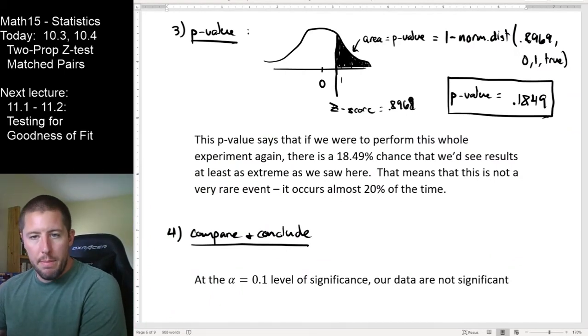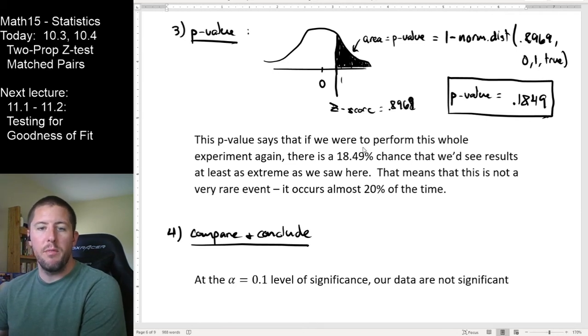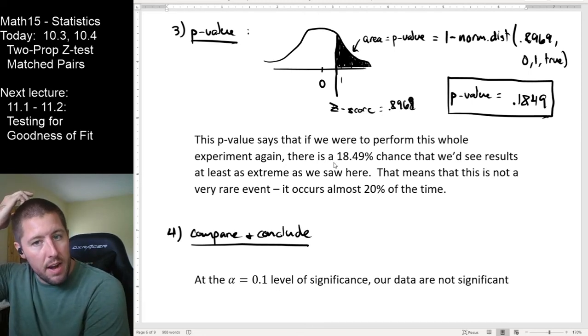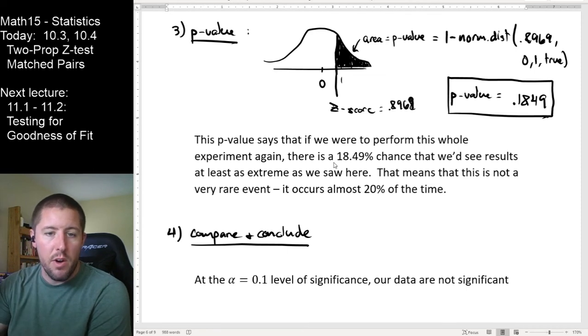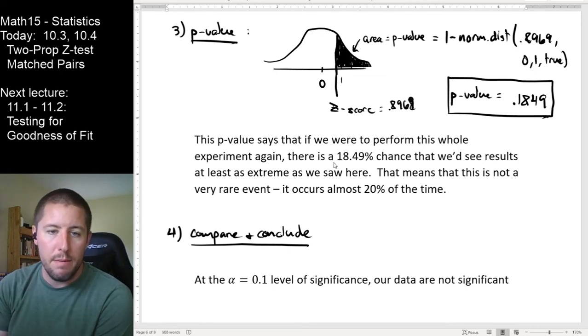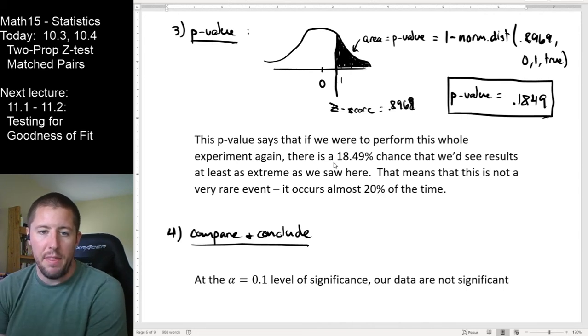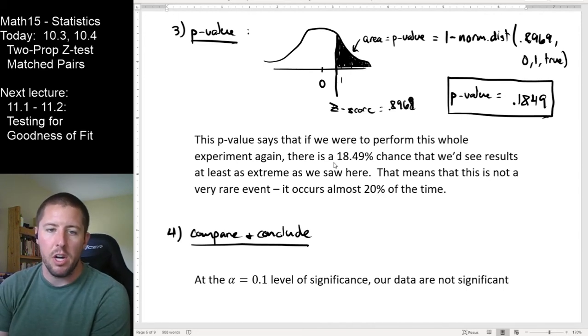We computed a p-value of 0.1849, and what that is saying to me is that if we were to perform this whole experiment again, there's an 18.49% chance that we'd see results at least as extreme as this guy right here. That means that this was not a very rare event. It's an event that occurs 18.5% of the time. That's a thing that should happen all the time. It's almost a 1 in 5 occurrence right there.